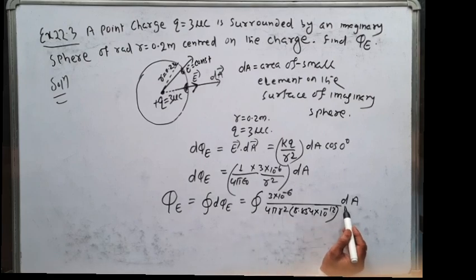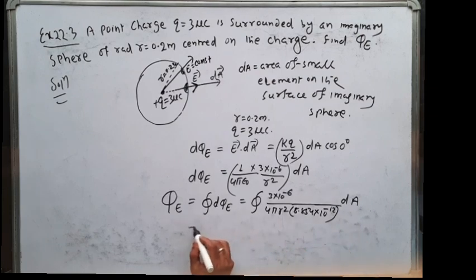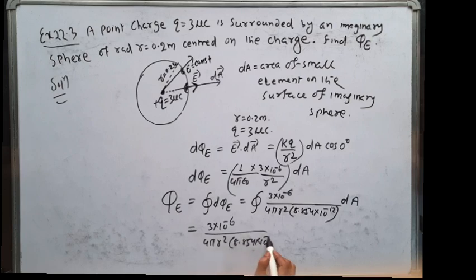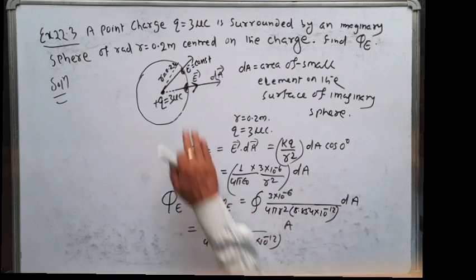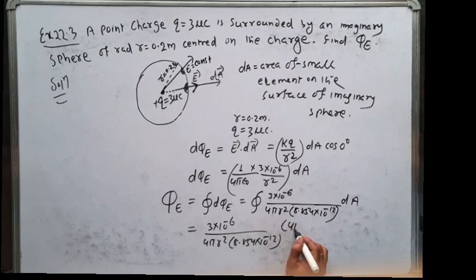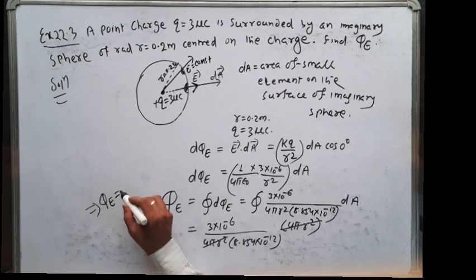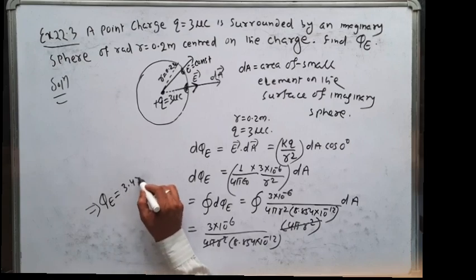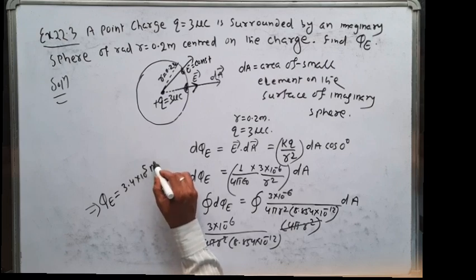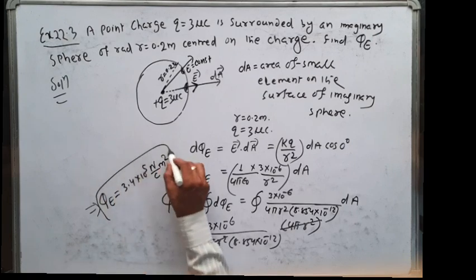So what is the integral of dA? The integration of dA is equal to the total area. So that implies total flux is equal to, we will multiply later on, 4πr² times 8.854 × 10^-12 into the integration of dA, which is equal to area. And what is the surface area of this sphere? Surface area of this sphere is 4πr². So this 4πr² cancels. If you calculate the total flux, it will come to 3.4 × 10^5, and since it is flux, the unit is Newton meter square per coulomb. So this is the answer.